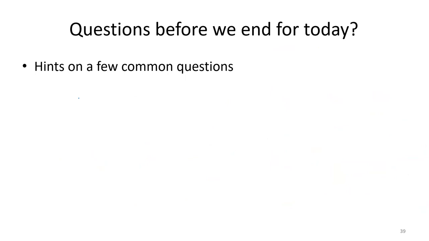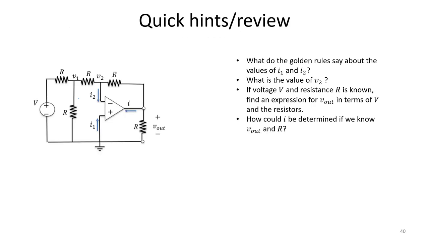All right, before we end for today, let's cover a few hints about some common questions that come up at this point in the class. We often run into some questions about this circuit shown here. I'd like to give everybody a few hints on how you might approach an amplifier circuit like this one. First thing to consider is, what do the golden rules tell us about the values of our current and our voltage in this circuit?